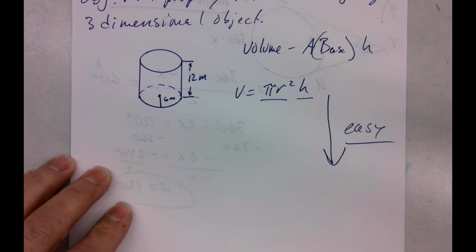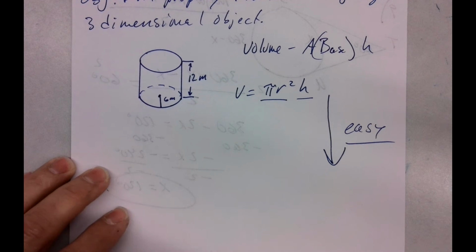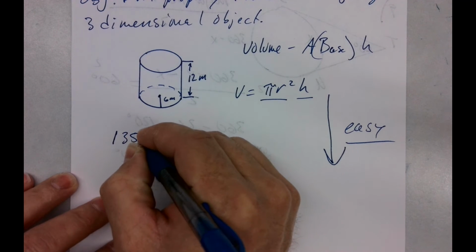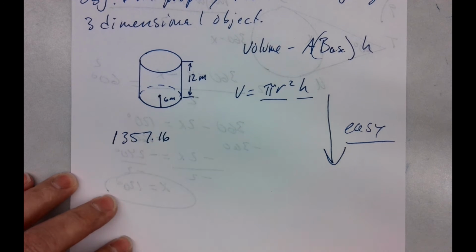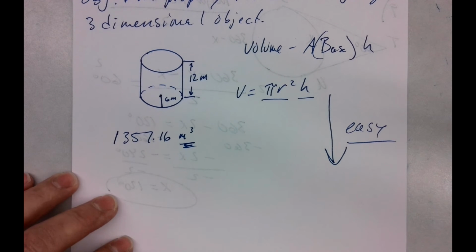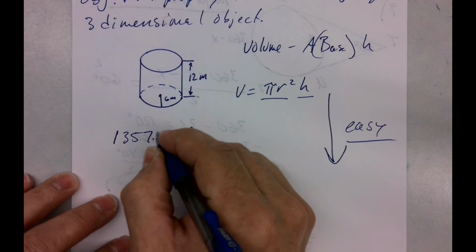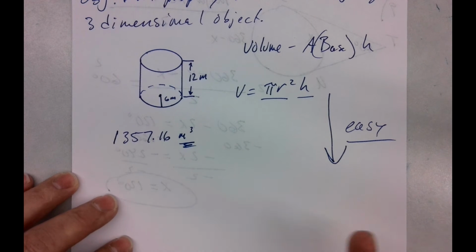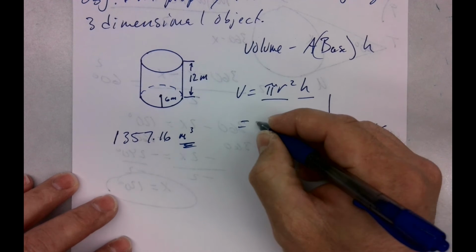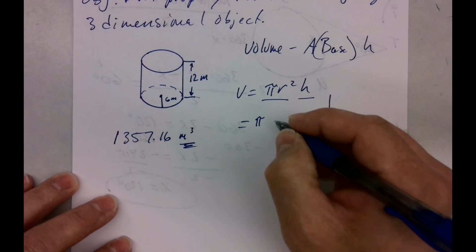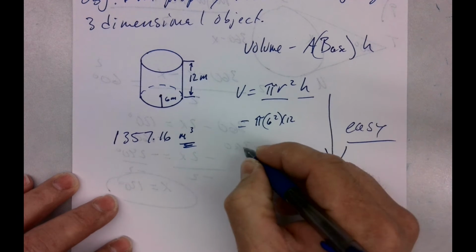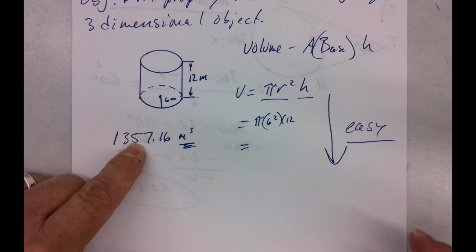Anybody want to go for this? Yo, I'll go for it. What do you got? 1,357.16. Okay, meters cubed, right? Do the math. So what we got is we got the pi button, right? Then I got 6 squared, and then I got 12. I punch that in just like that. It should spit that number out.